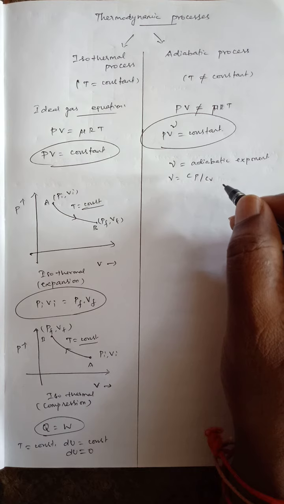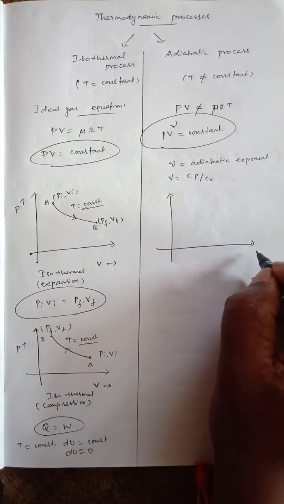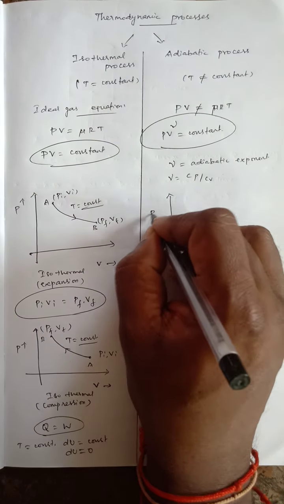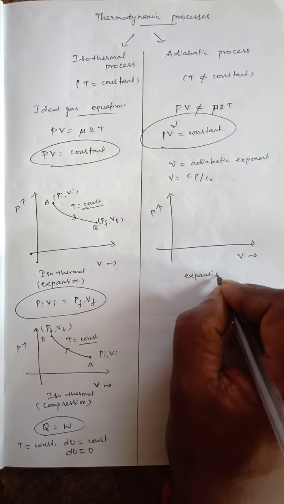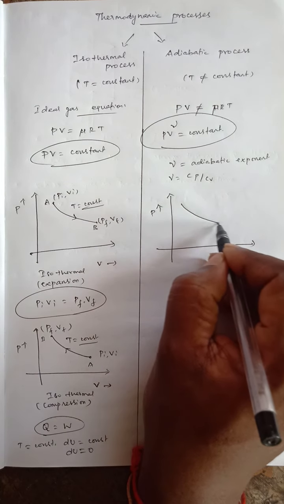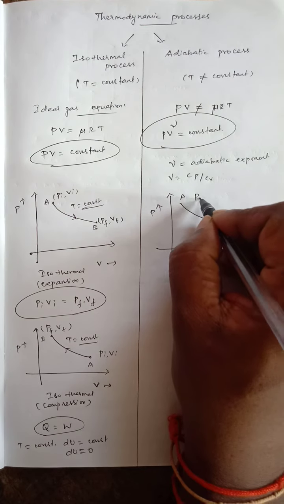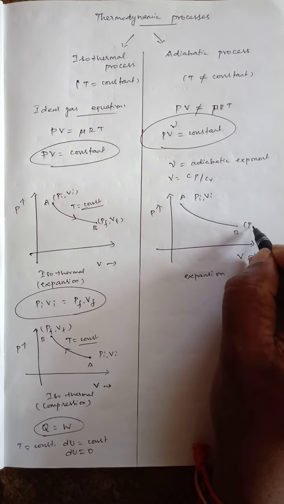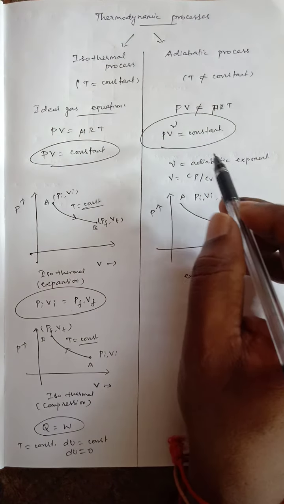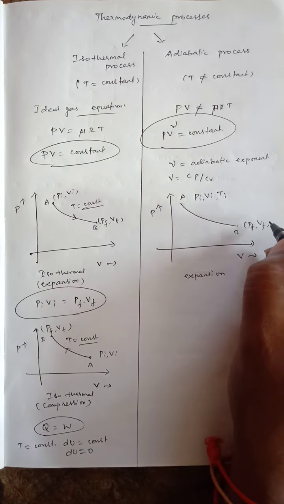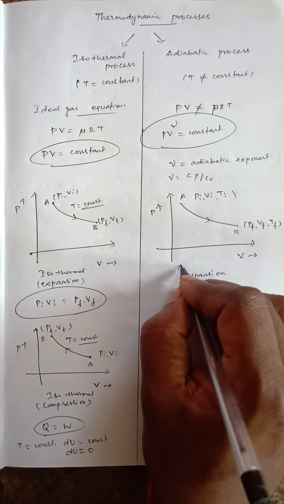In this graph, considering expansion, V on the x-axis and P on the y-axis. For expansion, pressure decreases and volume increases, like this. Say points A and B: pressure is Pi, volume is Vi, pressure is Pf, volume is Vf. But we know T is not constant here, so we put Ti and Tf. This is the meaning of adiabatic expansion.